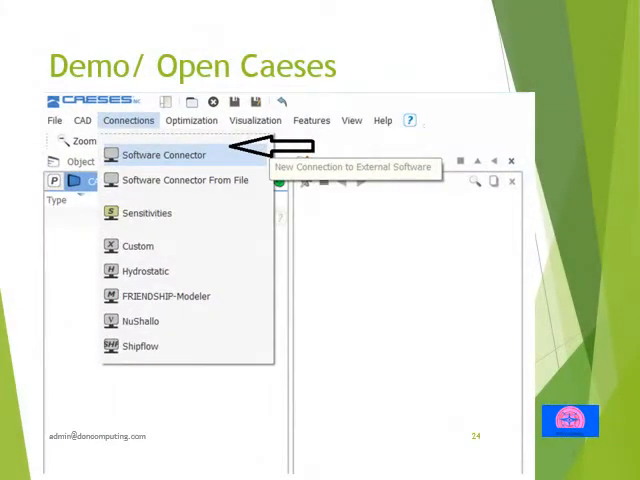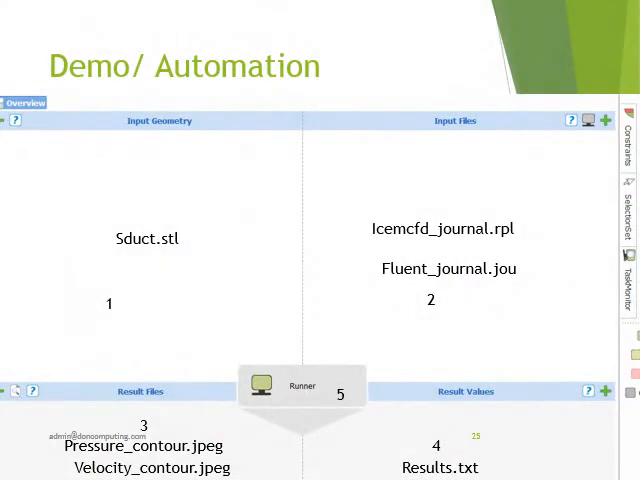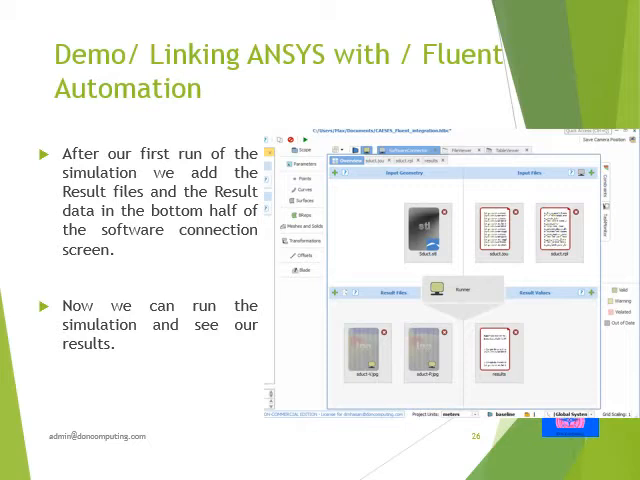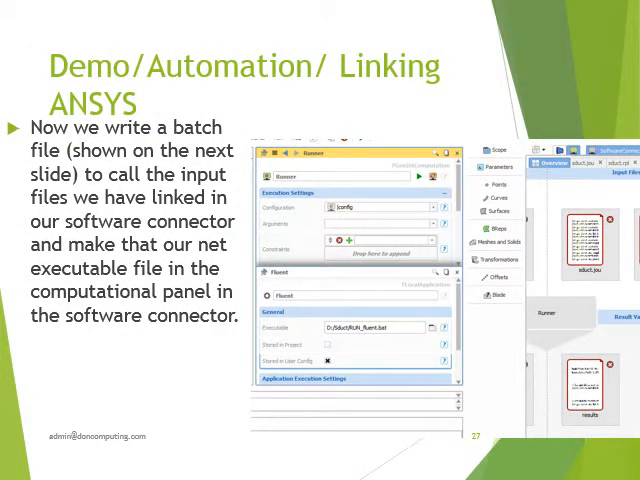Open the automation software and click Software Connector. Drag and drop the bottom left with JPEG files and results in the bottom right as saved before. Now we can run the simulation and see our results. Click the middle button and here we have the 2 lines of code shown next. Now we write a batch file, shown on the next slide, to call the input files we have linked in our software connector and make that our next executable file in the computational panel in the software connector.